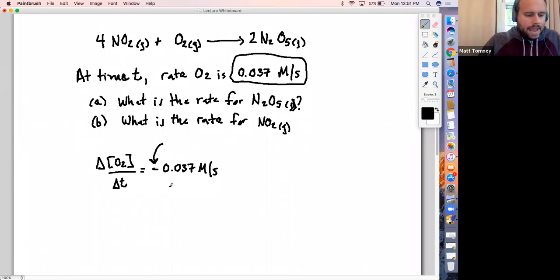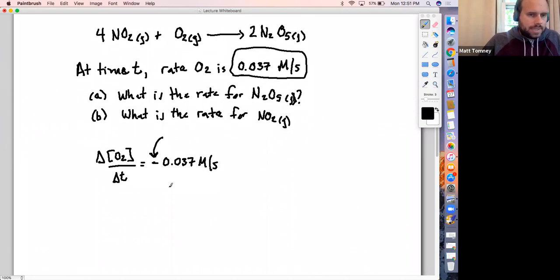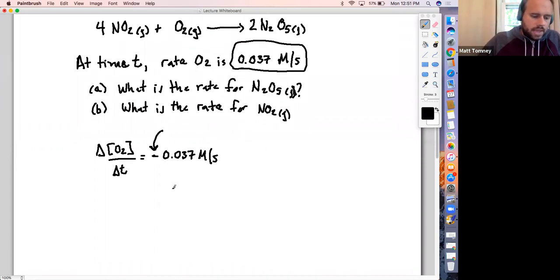So remember, when we're talking about a rate, there's technically no such thing as a negative rate, right? It has some value to it. The negative is simply stating that this is a disappearance. It's being removed from one side because we are going to have to set it equal to the product, which is going to be positive. So in order to get that math to work out, we have to understand that.